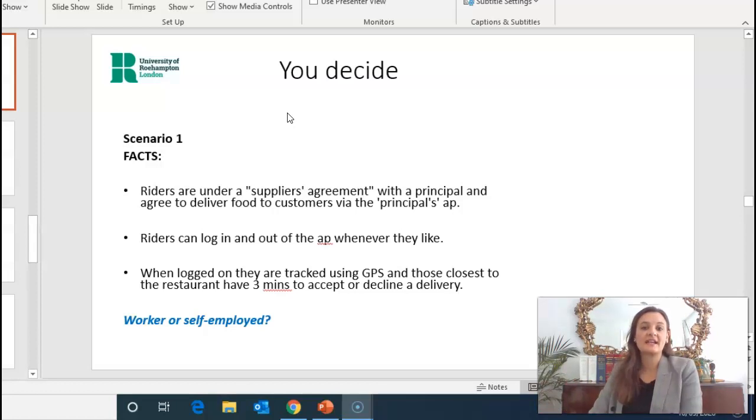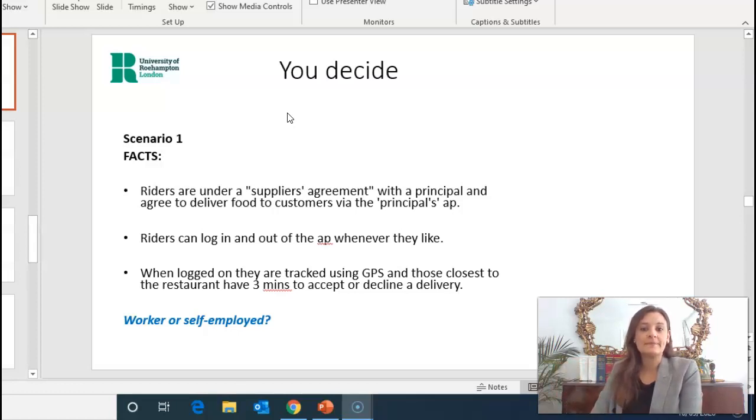So you are given these facts: there were certain riders, on bicycles or whatever, who were under what was called a supplier's agreement with the person who's called a principal rather than an employer, to deliver food to customers via that principal. They call it a principal rather than the employer for obvious reasons, so that they can circumvent their obligations under the Employment Rights Act if they were to be called the employer. From the principal's perspective, they are trying to make this look like a self-employment relationship. In any event, that was just to explain why it's called a supplier's agreement and why the other party is called a principal rather than the employer.